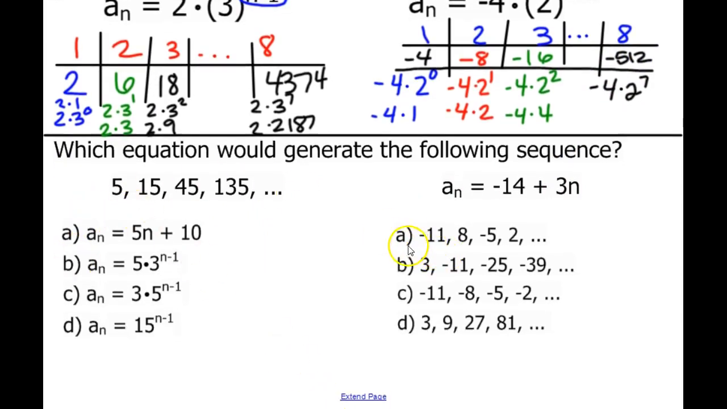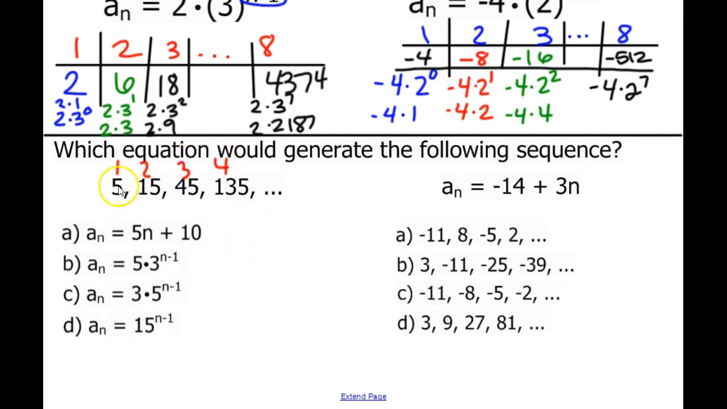Last two here are multiple choice questions. Which equation would generate the following sequence? Now there's a couple things you could do. You could plug in a 1 into all these and see if you get 5, and then a 2, and then a 3, and then a 4, for the first term, second term, third term, and fourth term.